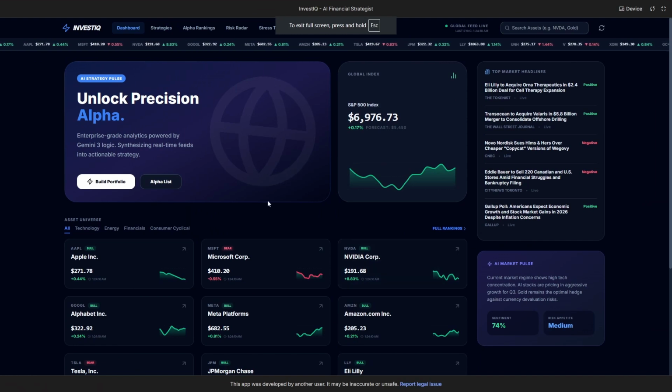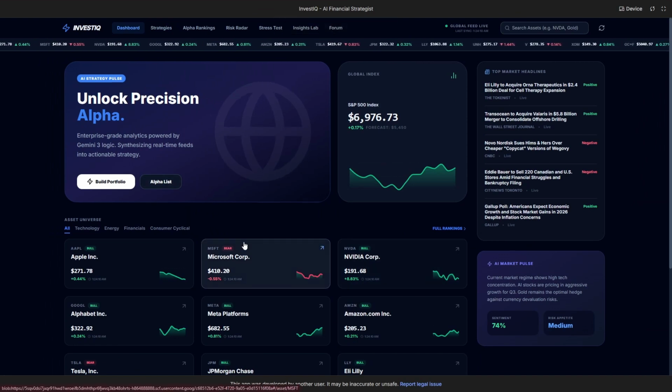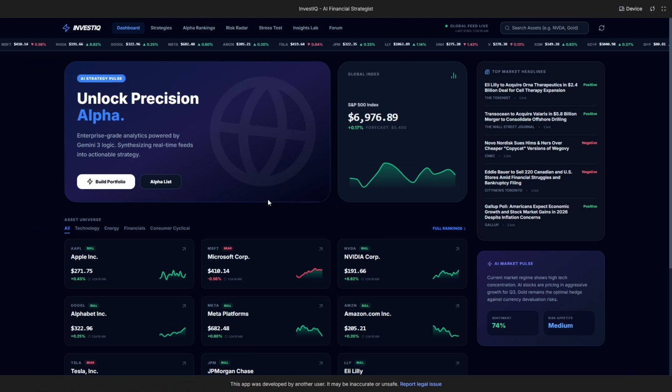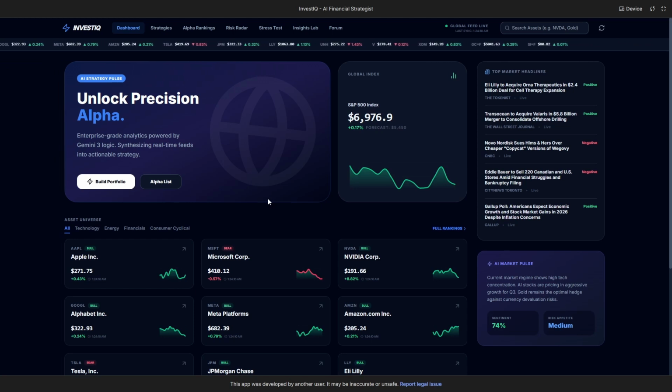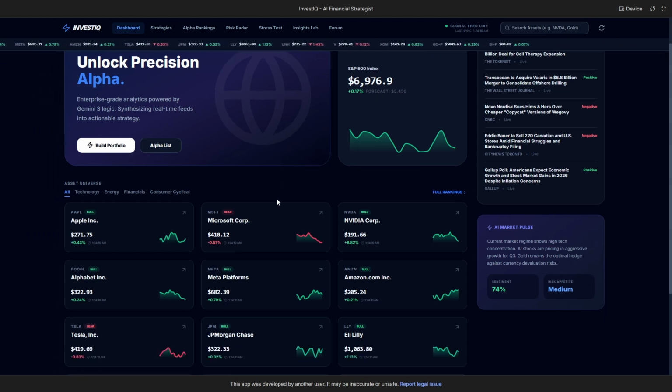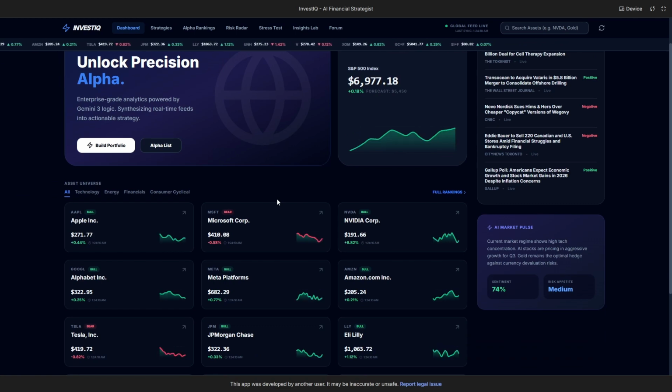So today we are going to talk about InvestIQ, a smart AI platform that makes investments easier. So here first you're going to get the summary of the overall market that includes the S&P 500 and commodities like gold and silver. On the right side, we can see the top market headlines along with the sentiment that's being calculated for them. And then we have an AI market pulse, which tells you an overall figure for the sentiment and the risk appetite that we are looking into.